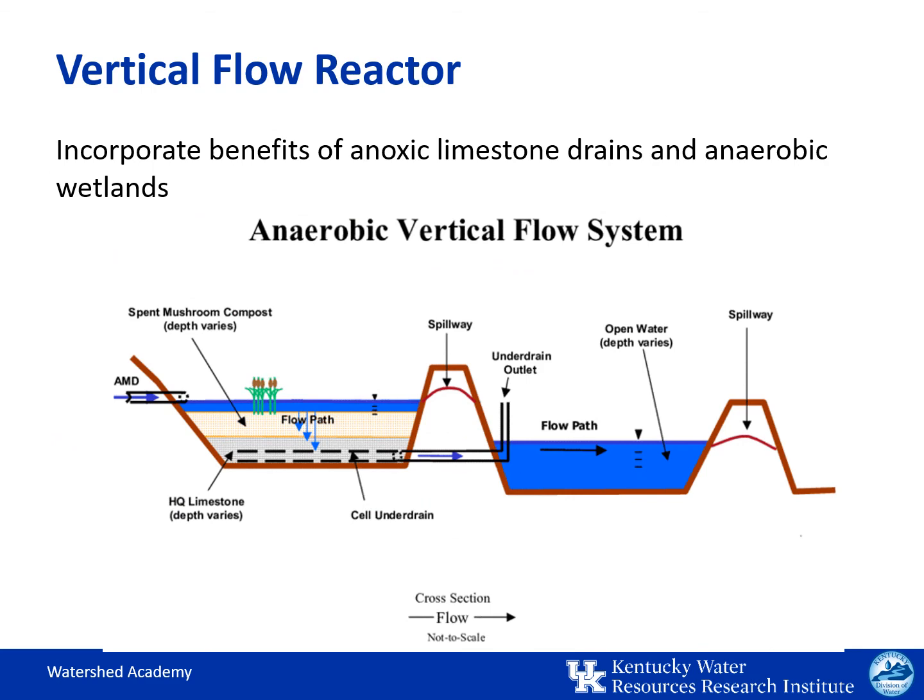An aerobic vertical flow system allows the drainage to pass through a series of treatment steps before the water is discharged. These are also sometimes called successive alkalinity producing systems, or SAPS. First, water flows into an artificial wetland, then filters vertically down through compost layer to remove dissolved oxygen.